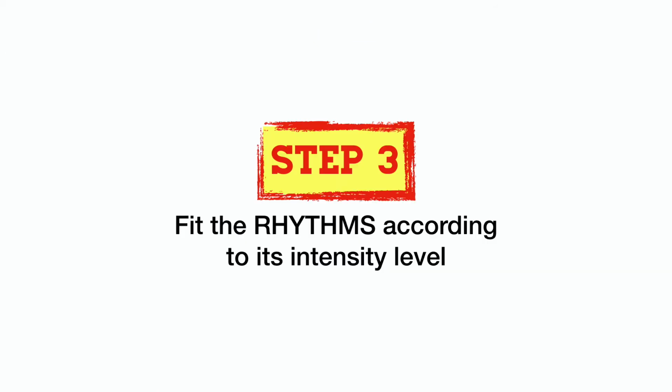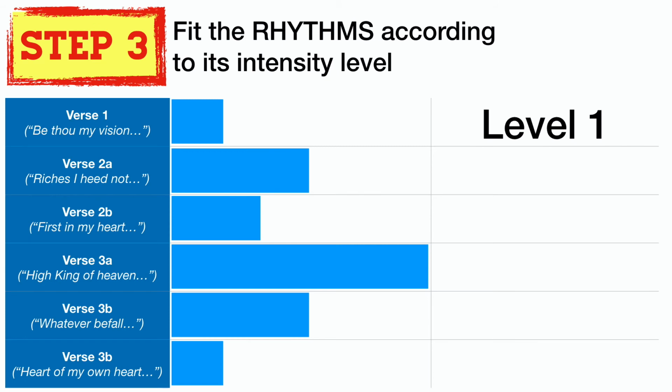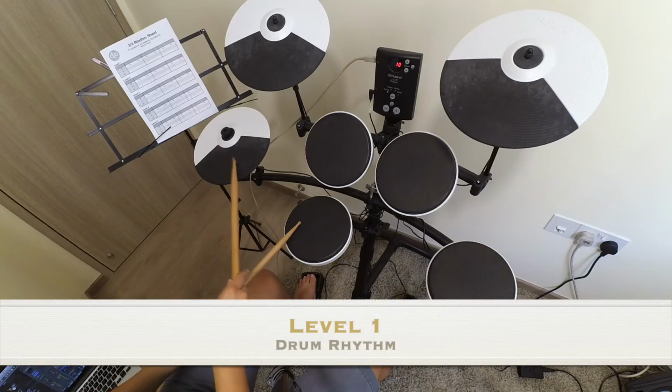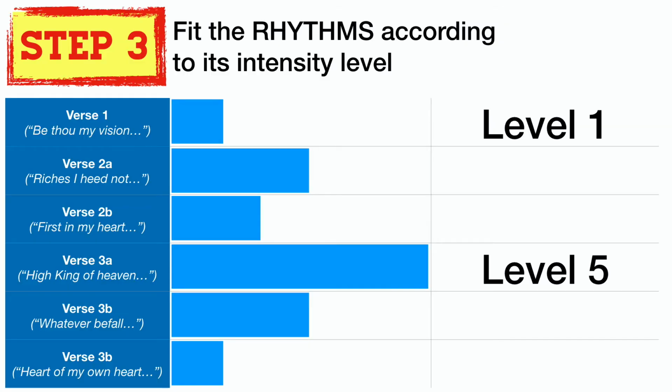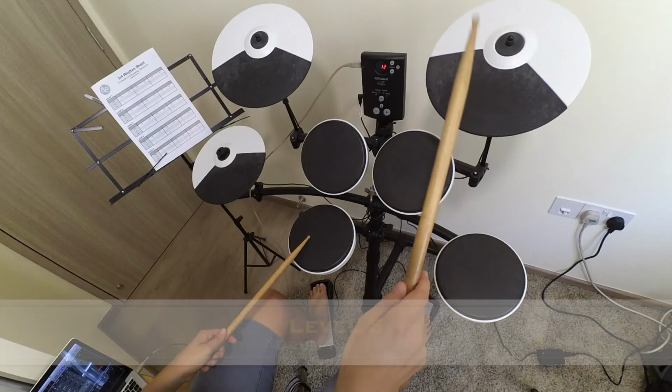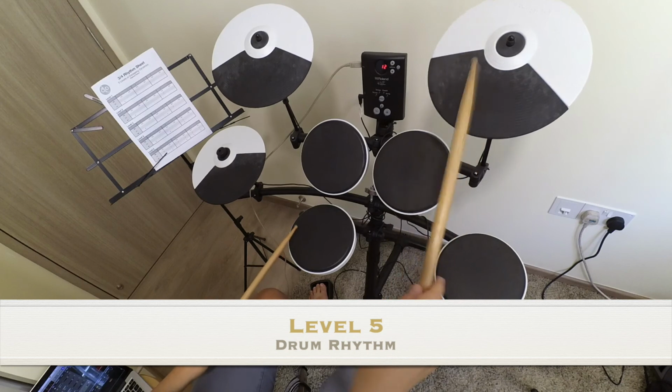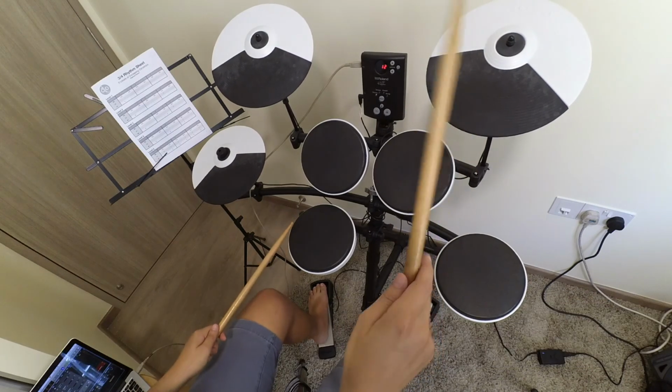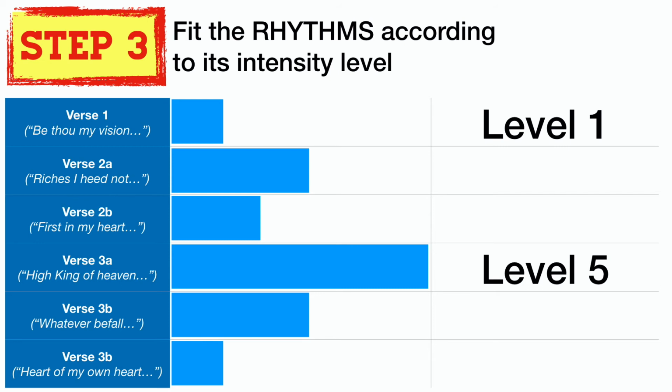So the last step is then to fit the rhythms accordingly to its dynamic level. We saw earlier that verse 1 has the lowest intensity. So let's assign the level 1 rhythm to it. Verse 3 has the highest intensity, so let's assign a level 5 rhythm to it. How you get from level 1 to level 5 is entirely up to you.